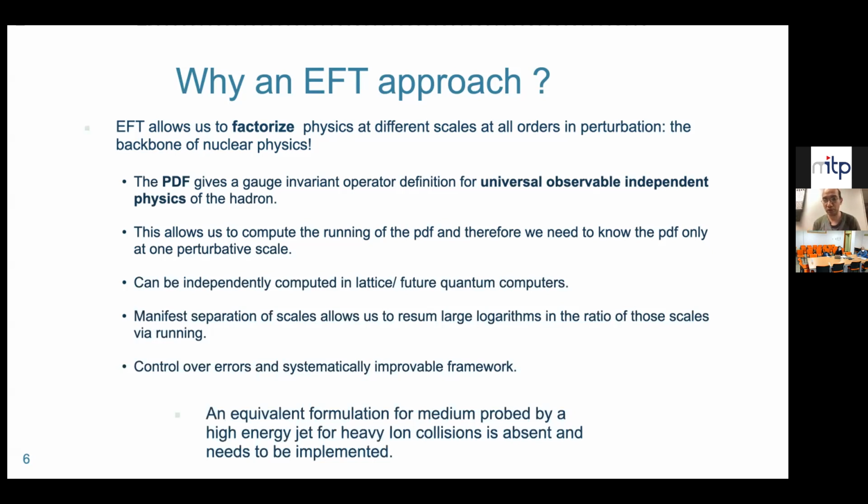So what we want to do now is make an analogy with the problem that we are trying to solve, which is to say probing the QGP medium with jets. There, the jet is kind of a hard probe for the QGP medium, and so we can make an analogy with DIS. What I want to do is basically an equivalent formulation for the medium probed by a high energy jet, and see whether we can actually extract some observable independent physics the same way we do for DIS.